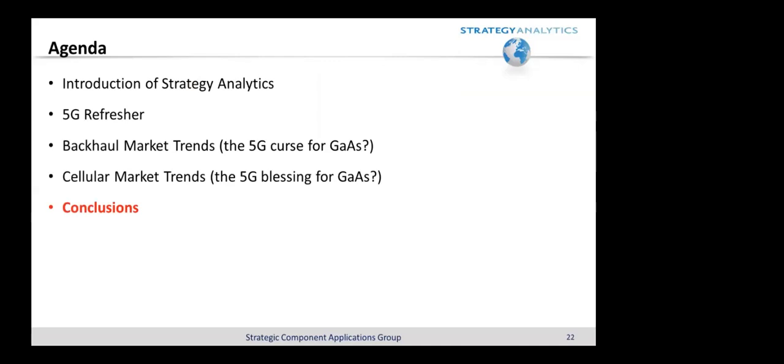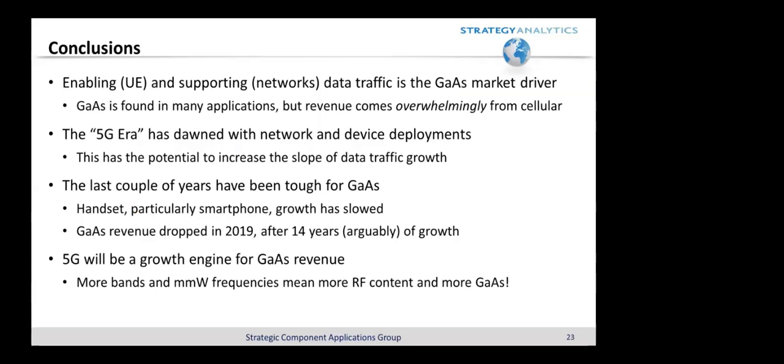So let's wrap this up. I pointed out that data traffic, the devices that enable it, and the networks that support it are the growth engine for GaAs revenue to this point. Slowing smartphone growth has provided a big headwind for the industry, ultimately leading to a revenue decline in 2019. But 5G is poised to be the new growth engine for GaAs. Now, COVID-19 is going to change the timescale for this growth by delaying the eventual ramp of 5G. But again, we'll get there.